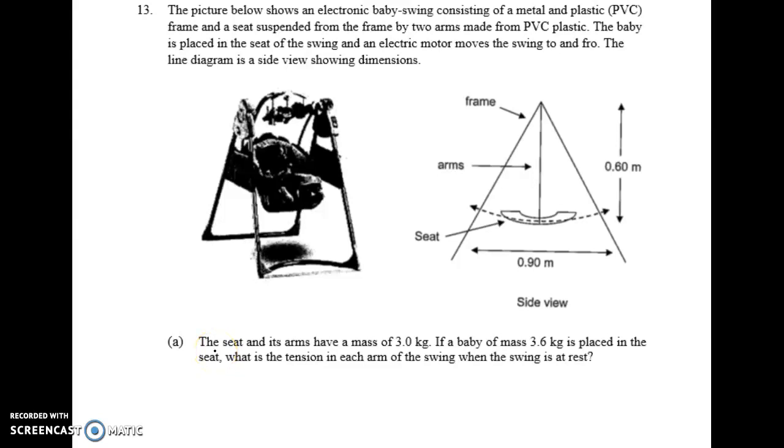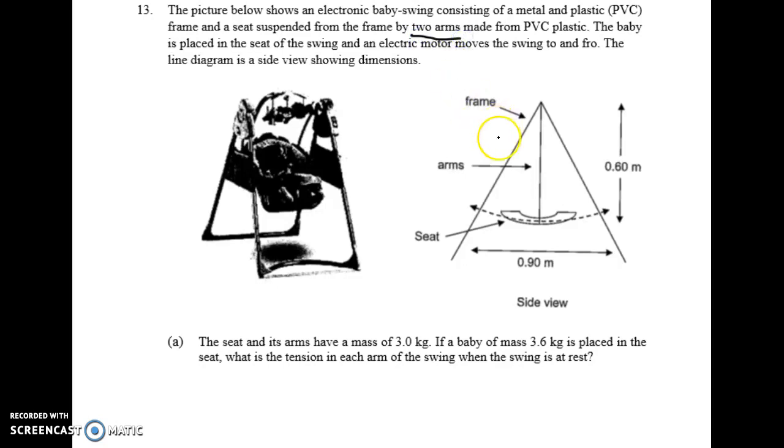Okay, I skipped several questions and I've chosen question 13. This is a long question. It is pretty tough. Okay, let's start with the question reading. The picture below shows an electronic baby swing consisting of metal and plastic frames and a seat suspended from the frame by two arms. You have two arms here.